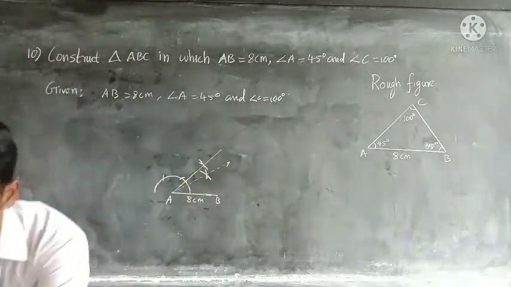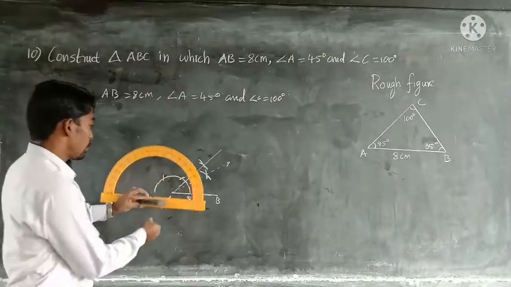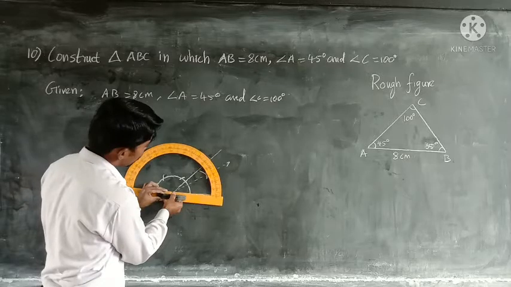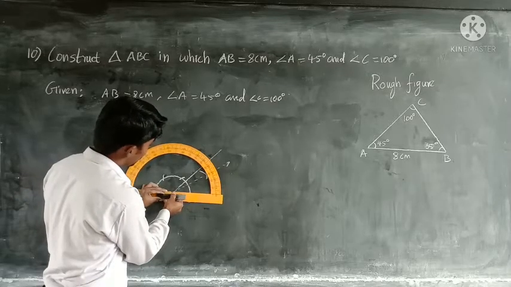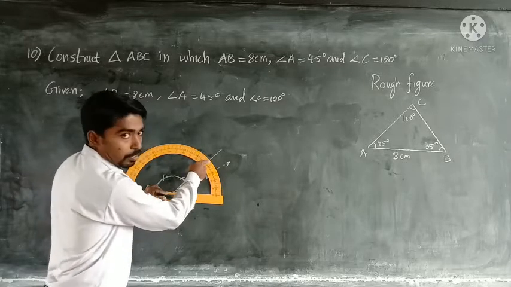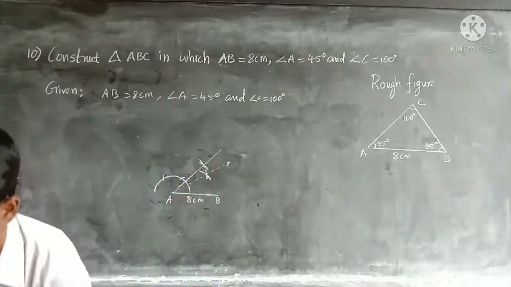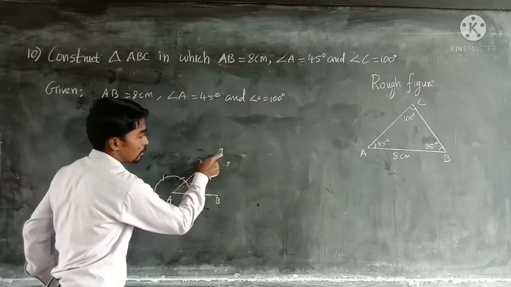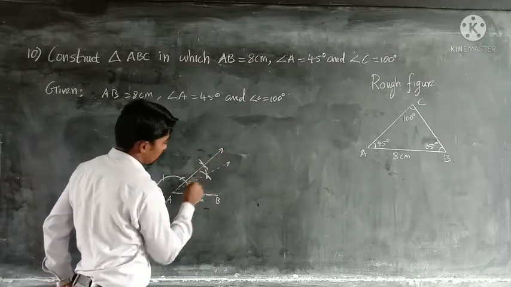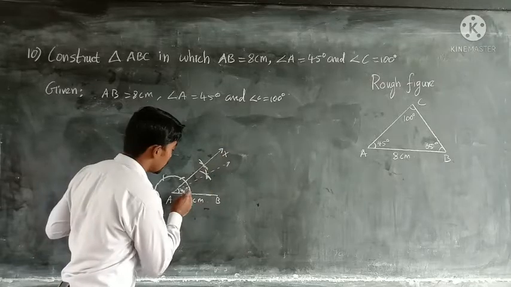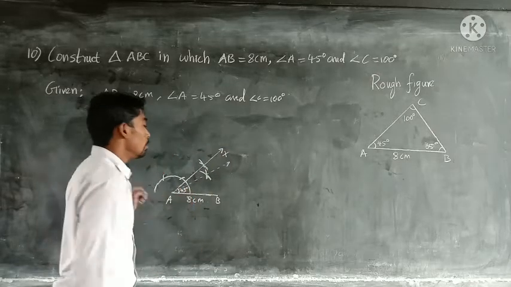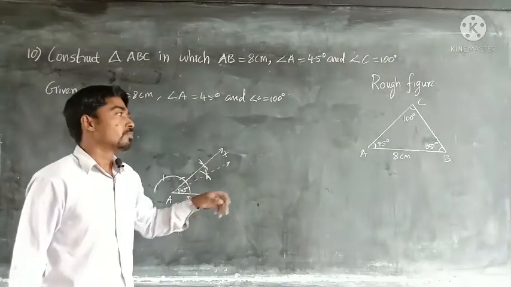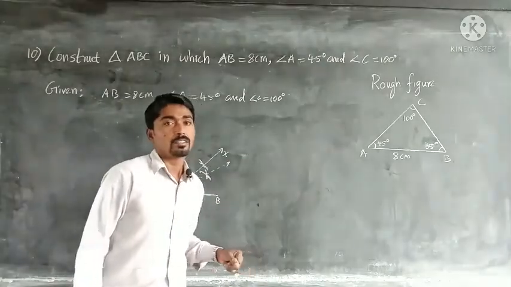Now measure by using protractor, measure it. By using protractor you measure, we got 45 degree. And name this ray as X. Angle A is 45 degree. Now we are going to find angle B. Angle B is 35 degree.